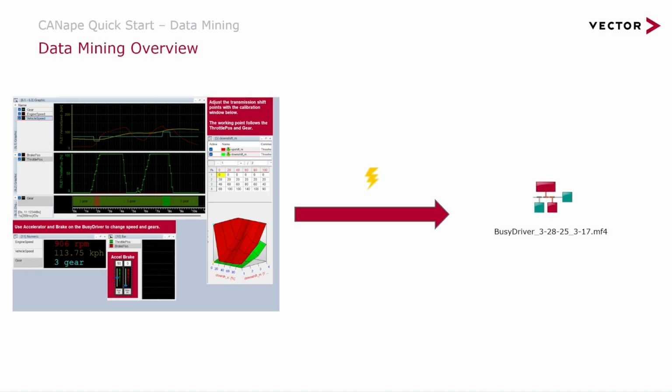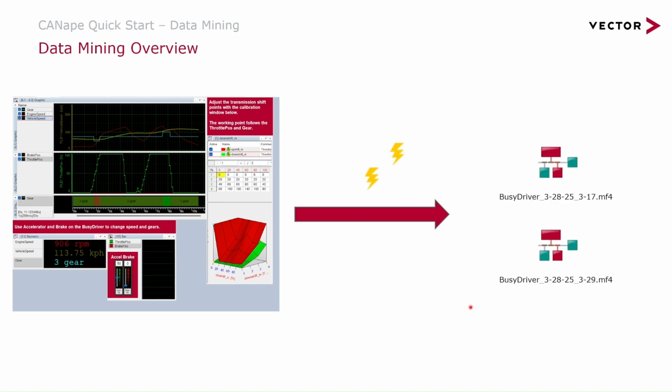When you run a measurement, you get a resulting measurement file in CANape. You can see here on the left that my throttle position is a hard acceleration, let off the throttle, hard acceleration again. So let's say I call this measurement file busy driver 32825 and so on. This is today's date. Now let's say I run a second measurement. This is also today's date, different timestamp. I have another measurement. Let's say I have different conditions under this test case.